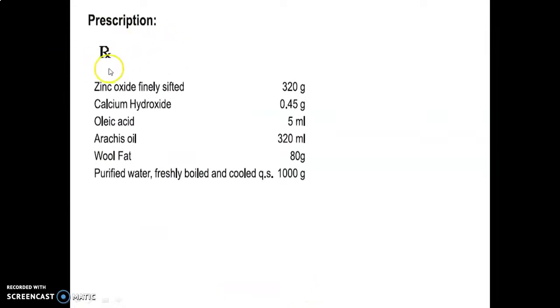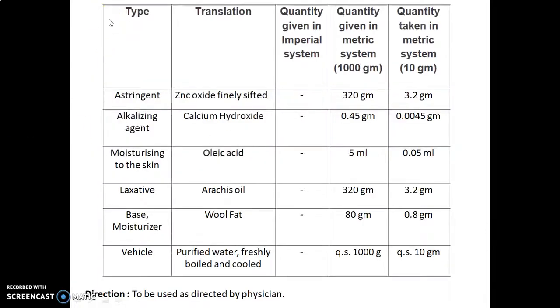Prescription, which is given by the symbol Rx. This is the formula for that particular cream. Let's discuss the formulation table in detail. Type means category, use or role of the ingredient. Translation means the name of the ingredient. As we don't have the quantities given in Latin terminology, that's why there is nothing written in this. Quantity given in the imperial system. Quantity given in the metric system to prepare up to 1000 gram, and quantity taken in the metric system to prepare up to 10 gram.